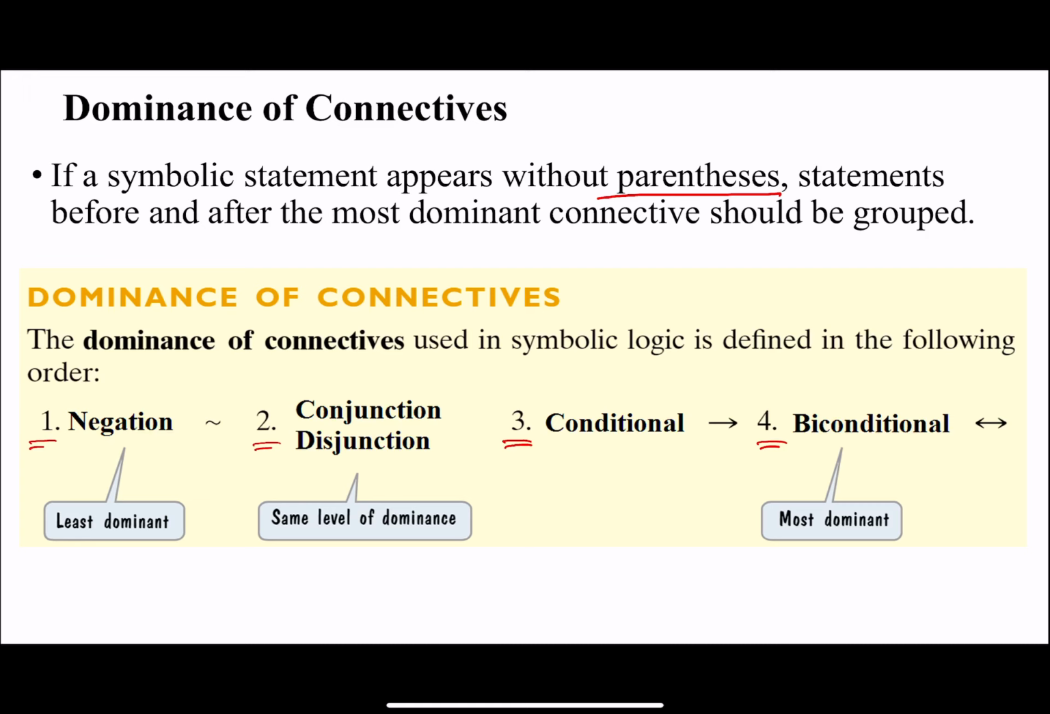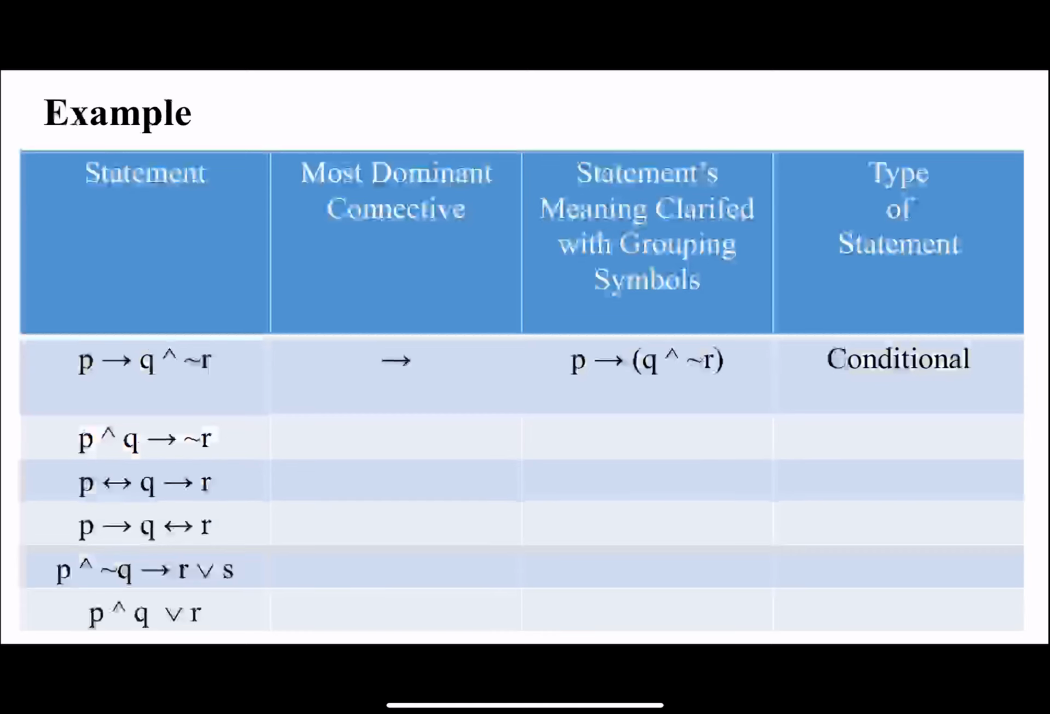Okay. So let's see. Well, these statements are given to you in this example. Okay, well, there are no parentheses. So, because there are no parentheses, what we do is look for the most dominant connective. Look at the first one. Okay, I have conditional, I have and, I have negation. Okay, so the most dominant one is actually conditional, right? So the most dominant connective is conditional.